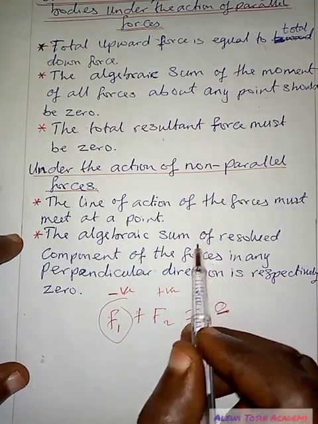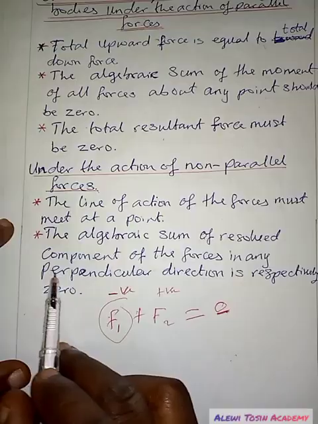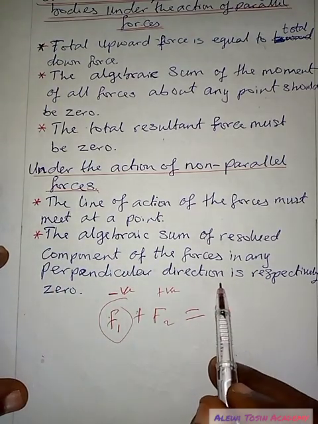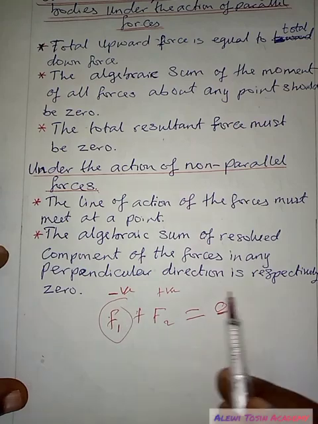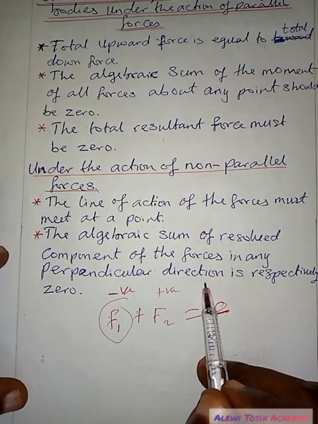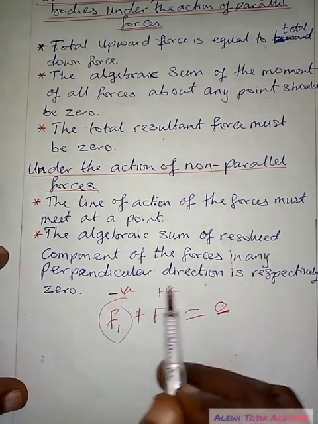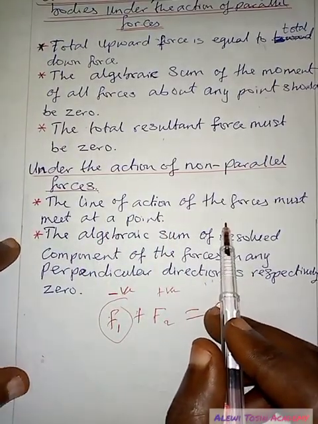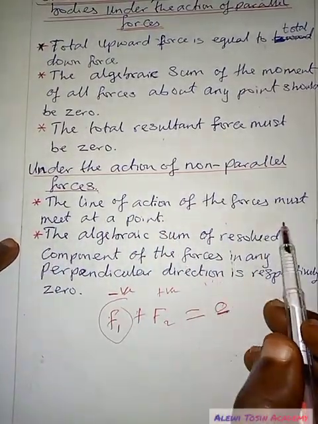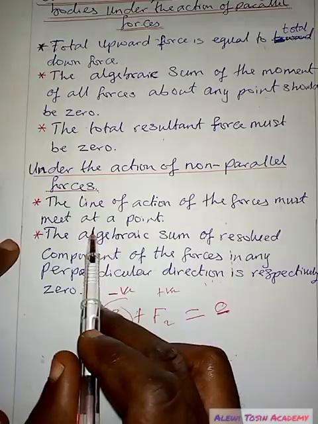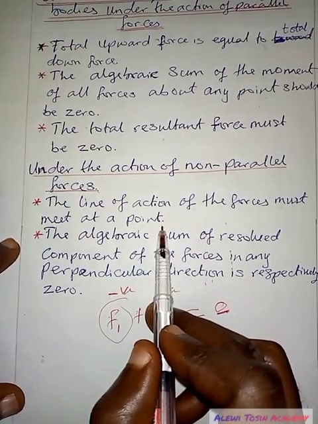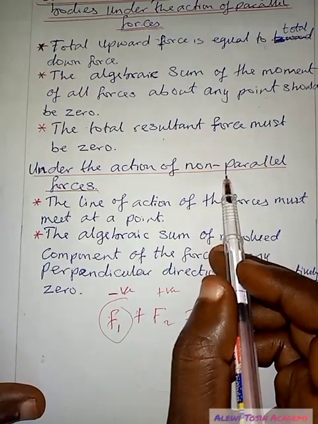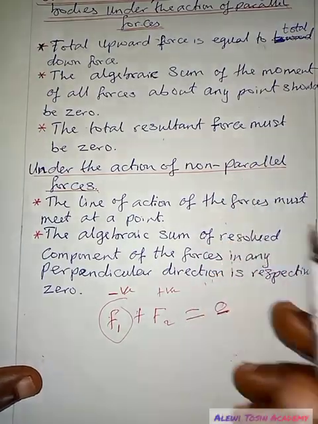And again, the algebraic sum of resolved components of the forces in any perpendicular direction is respectively zero. The algebraic sum in any particular direction is zero. We said the total resultant force must be zero, and the lines of action of the forces must meet at a point. That is for non-parallel forces.